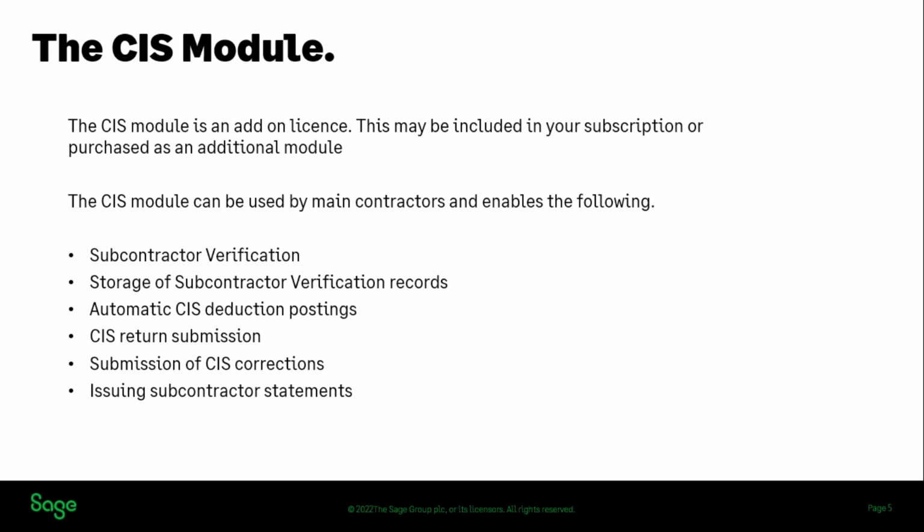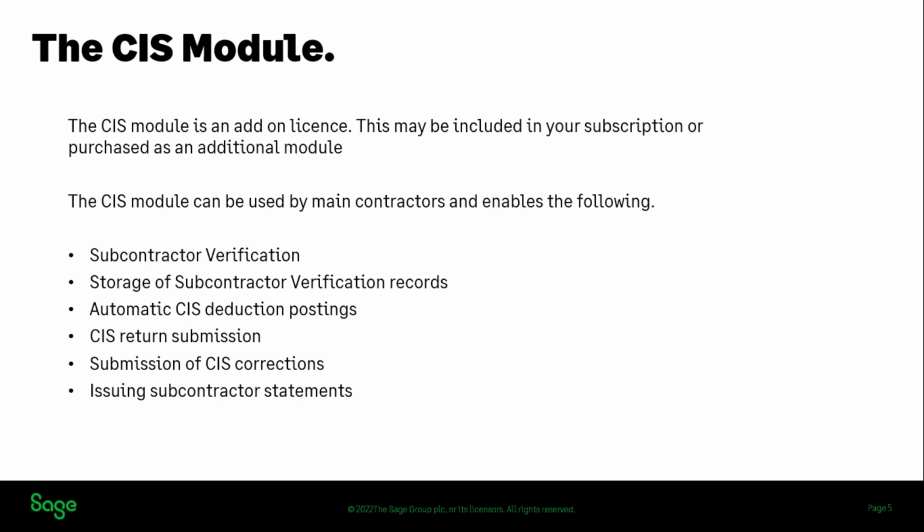The key thing for me is that it automatically calculates CIS deduction postings for you. So you don't need to worry too much about working out those calculations of if it's 20% or 30%. The software will take care of that for you as well. So it takes a little bit of the legwork out of using the CIS, or sorry, the Construction Industry Scheme.